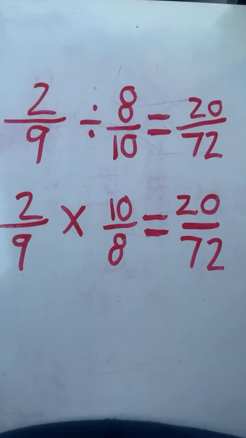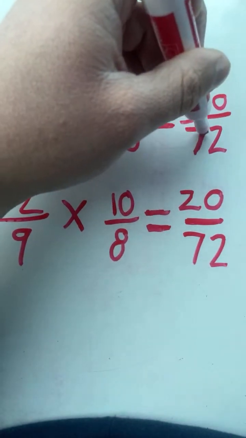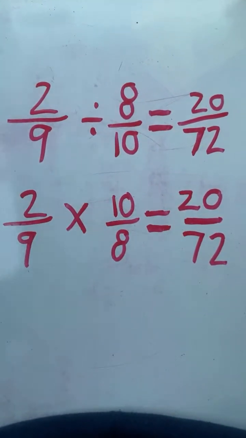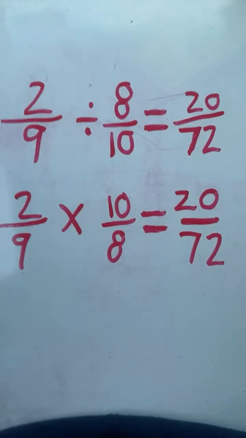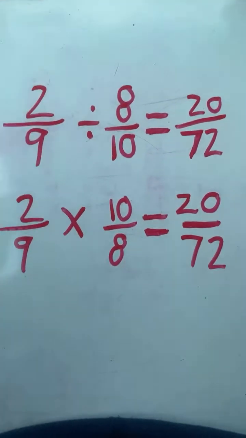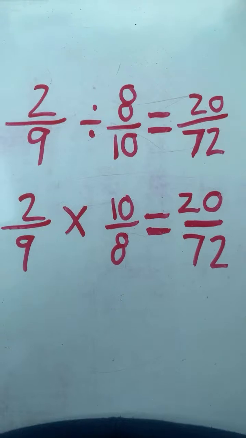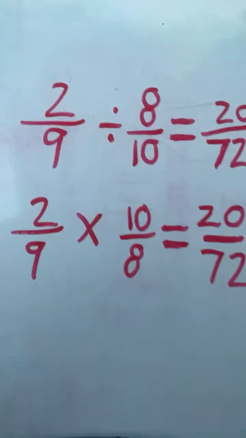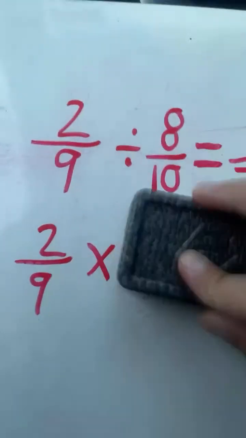Now this is not simplified in the lowest terms. This can be reduced, but as I've said before, I usually like to keep my reducing to lowest terms videos separate from my adding, dividing, and multiplying fractions videos. But 20/72 is our answer. Going on to the next example.